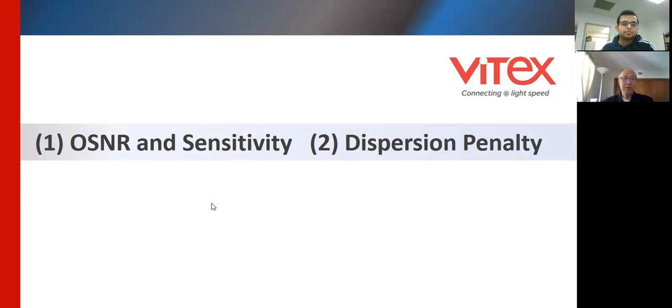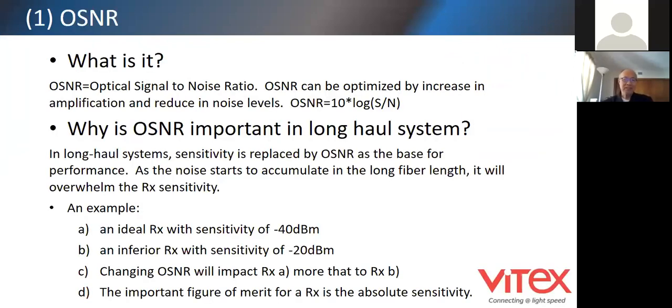Today, I'm going to talk about OSNR and sensitivity and also dispersion. So the next one, just like an open question. OSNR stands for optical signal to noise ratio. And OSNR can be, as you can see, optimized by amplifying the signal and reducing the noise level, such as in the equation shown.